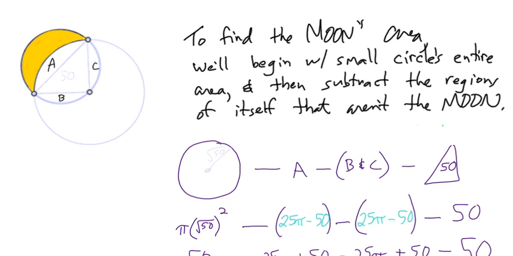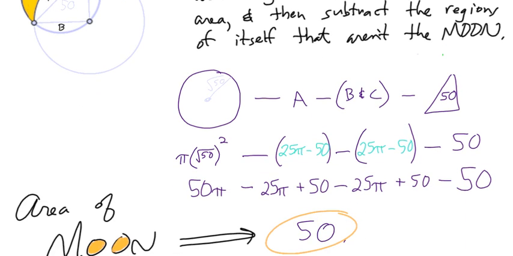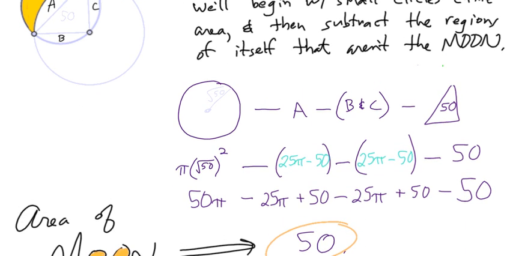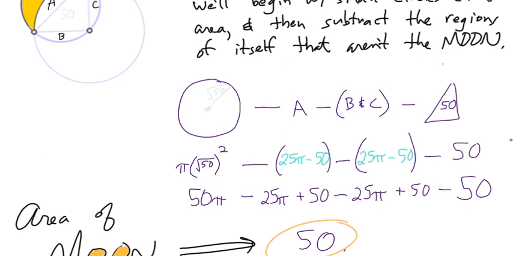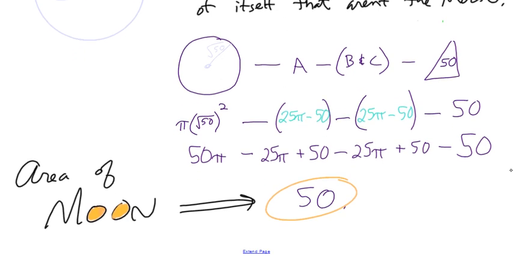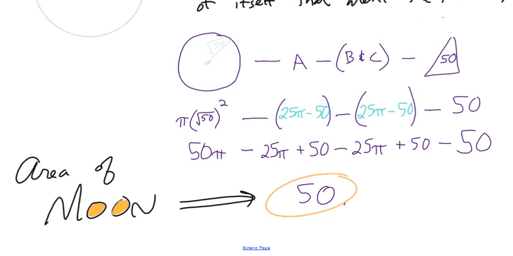So to find the moon's area then, we'll begin with the area of the entire small circle, and we'll subtract those white regions, A, B, C, and 50. The small circle's radius is the square root of 50, so the small circle's area is pi times that radius squared. We'll subtract A, that we already found previously. We'll subtract B and C, that we already found previously. And we'll subtract 50. When you subtract and combine all your like terms, this expression simplifies to the area of the moon being just 50.